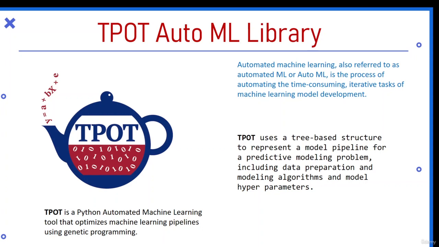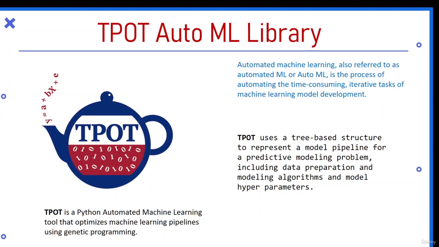TPOT is a Python automated machine learning tool that optimizes machine learning pipelines using genetic programming. So what is genetic programming? Genetic programming works in a way similar to how the human brain works. It is based on that only. TPOT uses a tree-based structure to represent a model pipeline for a predictive modeling problem, including the data preparation and modeling algorithms and model hyperparameters.